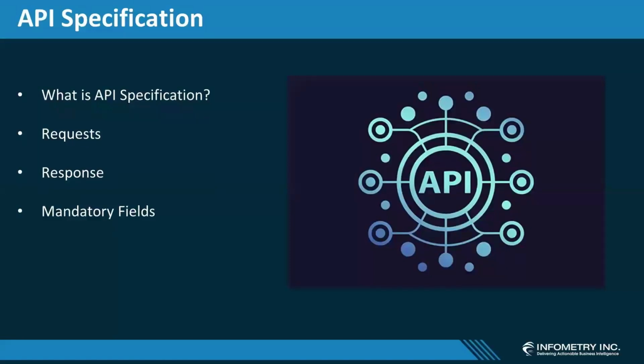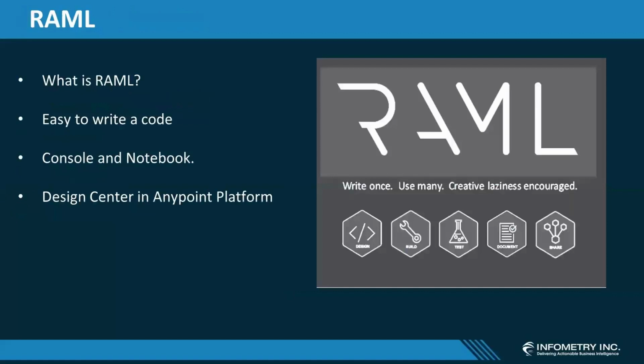So let's move on to our main agenda of today, RAML. See, what is RAML? The abbreviation of RAML is REST API Modeling Language. It is also a YAML-based modeling language that describes RESTful APIs. When I say describing RESTful APIs, it means you are describing how your REST API looks.